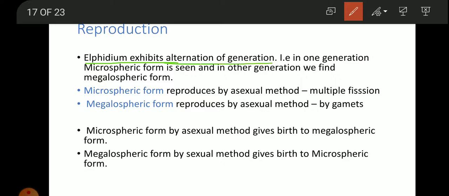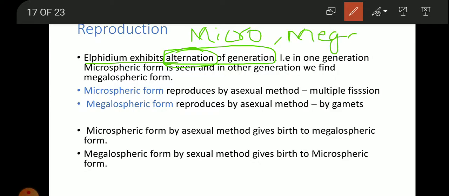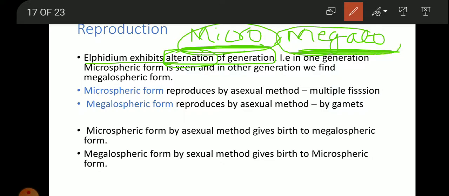Elphidium exhibits alternation of generations. What is meant by alternation of generation? Alternation means alternatively. If in one generation we see the microsporic form, then in the other generation we see the megalosporic form. Alternatively they are formed. In the third generation this will be formed, in the fourth generation this will be formed, and in the fifth generation again the microsporic form. In the odd ones, they will get their numberings. So this is the alternation of generation.